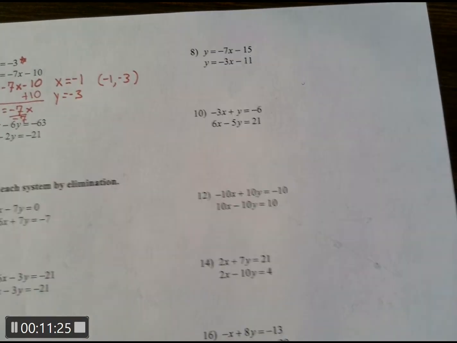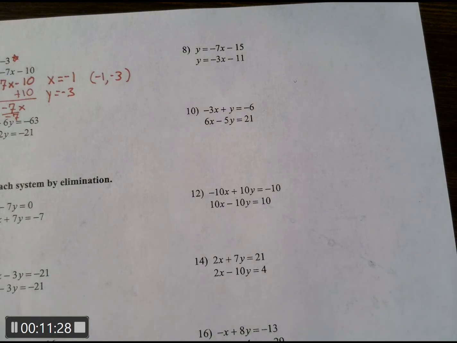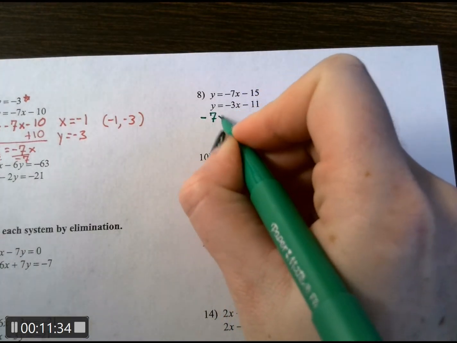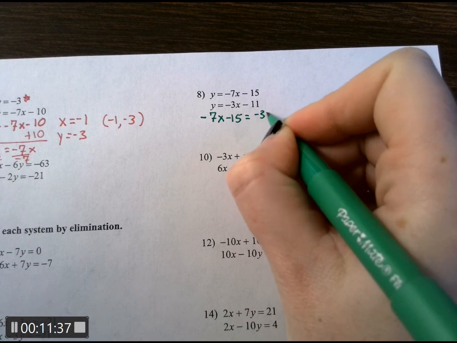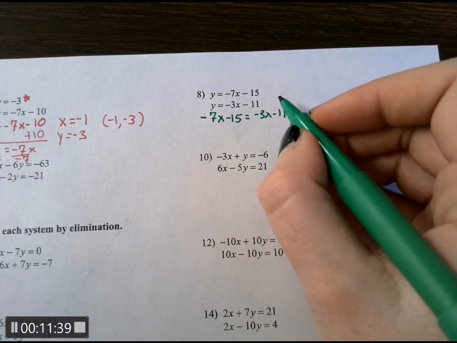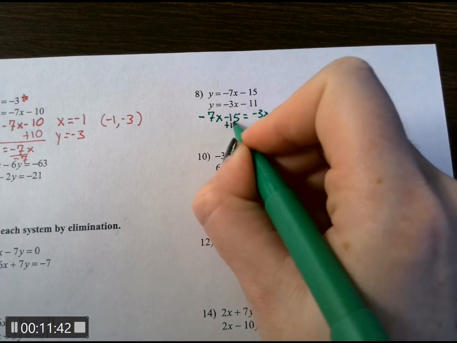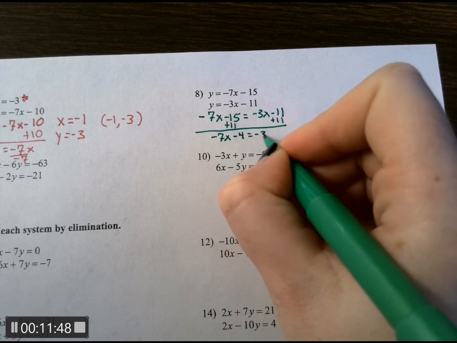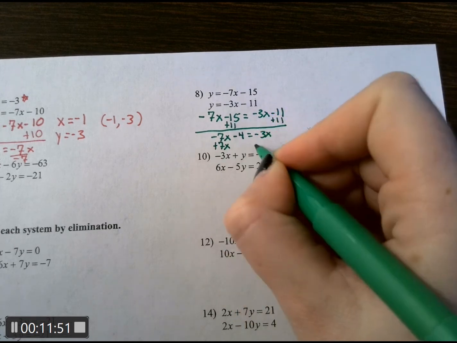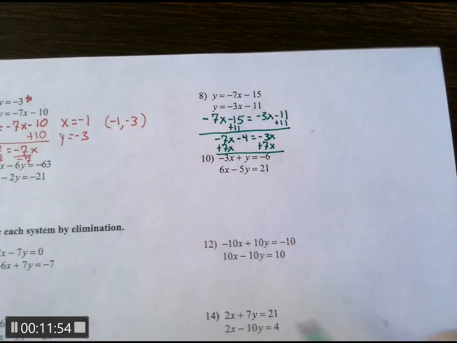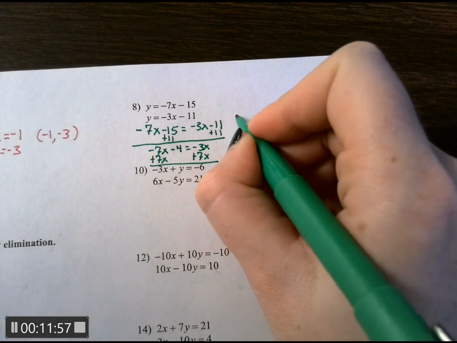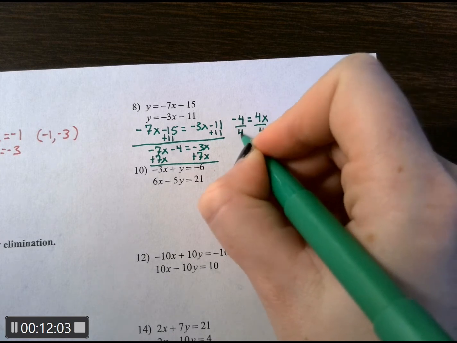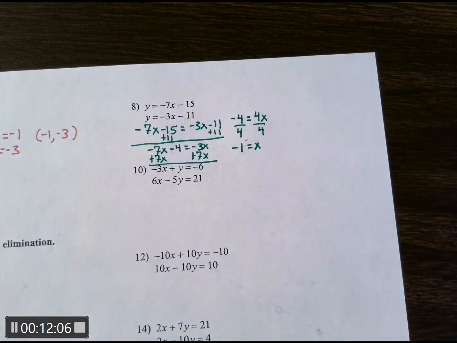Okay, so then let's take a look at number 8. We have two y equals, so we are going to set our equations equal to each other. So we have -7x minus 15 equals -3x minus 11. So I'm going to add 11 to both sides to get -7x minus 4 equals -3x. I'm going to add 7x to both sides, and then I'm going to move it over here to get -4 equals 4x. Divide both sides by 4, so -1 equals x.